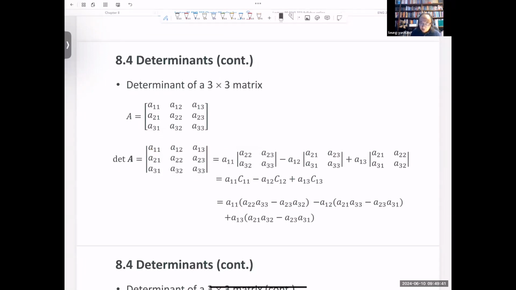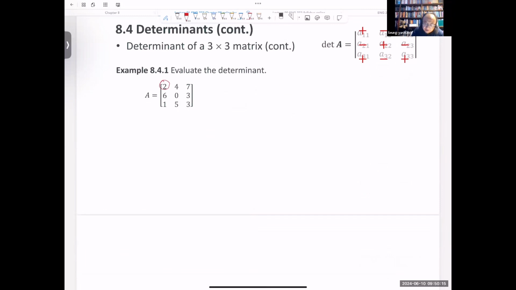And then to get the second one, A12, that's the minus, right? So minus A12, cross out its row and column. The leftovers are A21, A23, A31, A33. So now it's the determinant of a 2 by 2, AD minus BC. We're going to repeat this 3 times. You take this one out, but this time it's plus, and then cross out, leaving 0, 3, 5, 3, the determinant of this 2 by 2. We're going to work on it later.